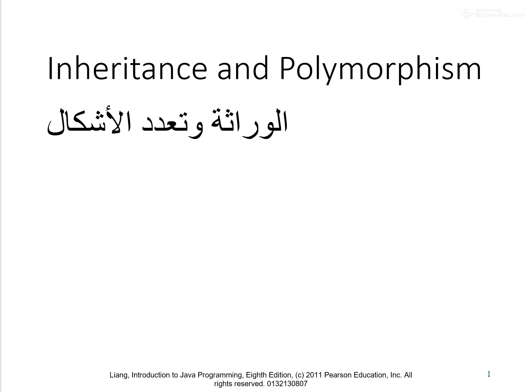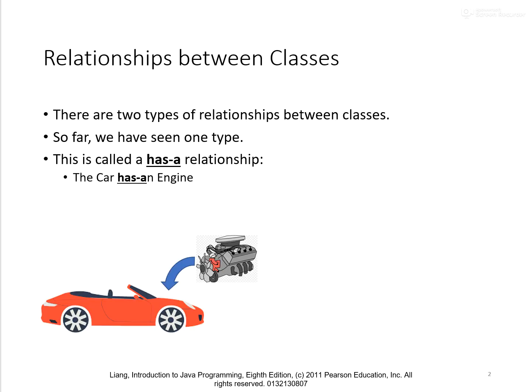So let me begin by talking about some of the relationships that we have seen between classes. So far, there are actually two types of relationships we can have between classes, and so far we have seen only one type. The type that we have seen is called a has-a relationship, kind of like when you say the car has an engine, right? The engine is a part of the car. That's one type of relationship.